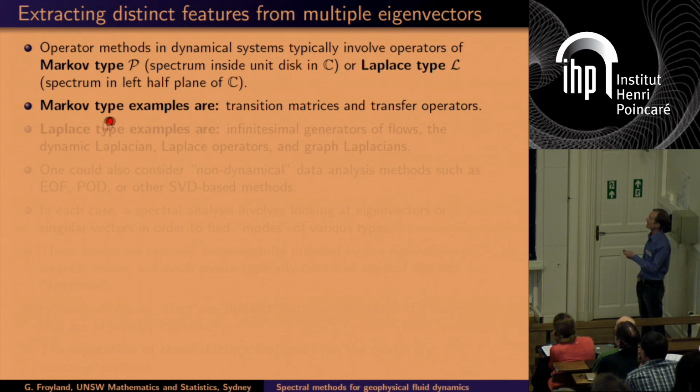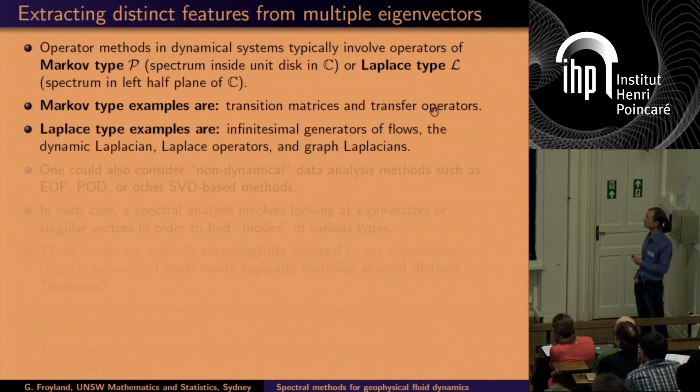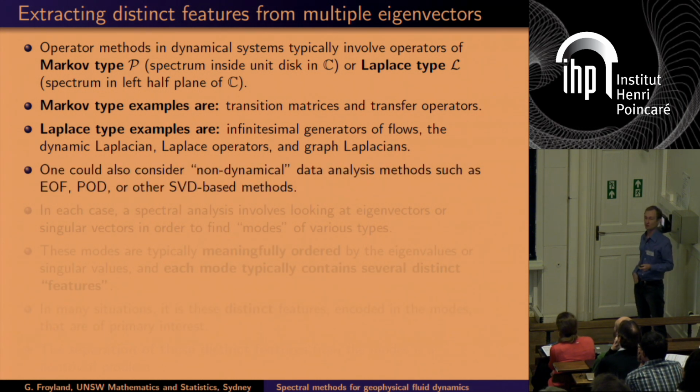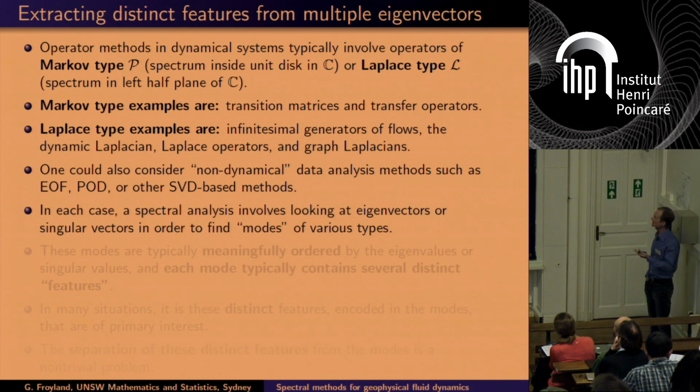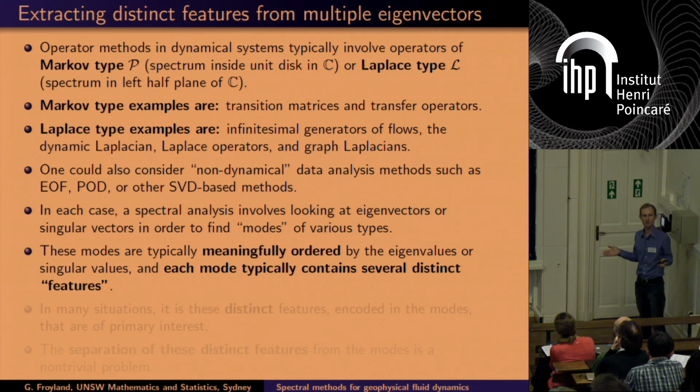The examples of Markov type operators are things like transition matrices and the transfer operators that I've been talking about. And Laplace type examples could be generators of flows, the dynamic Laplacian I introduced, or other Laplace operators. You could also consider what I'm calling non-dynamical data analysis methods like EOF, POD, or other SVD-based methods. In each of these cases, a spectral analysis involves computing eigenvectors or singular vectors in order to find modes of various types. And these modes are usually meaningfully ordered by the spectrum.